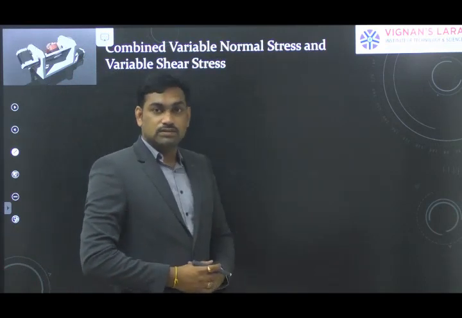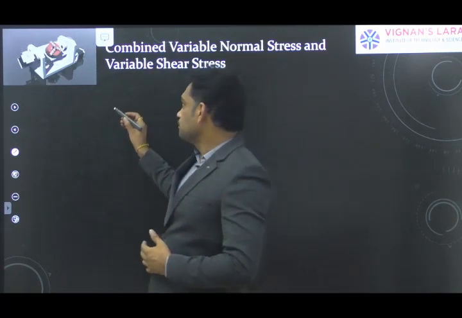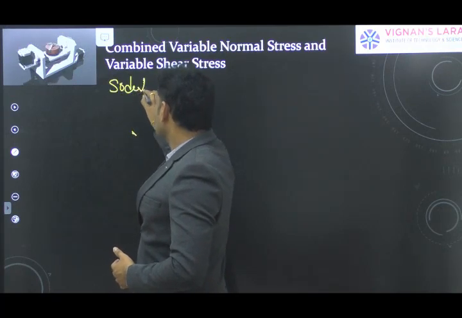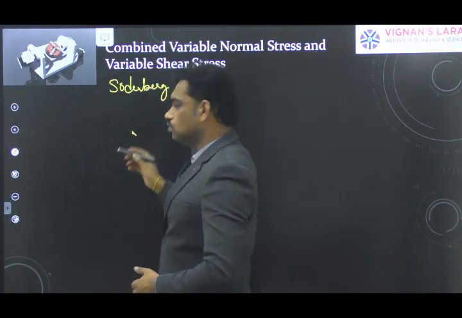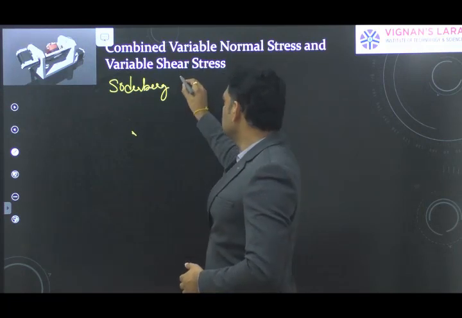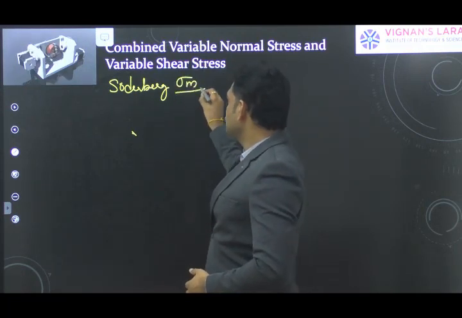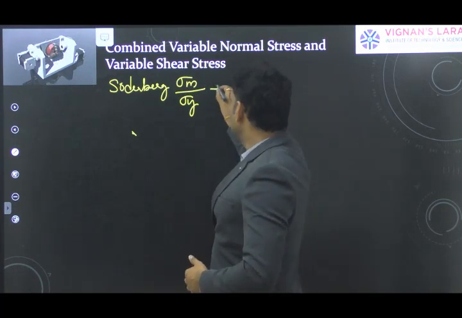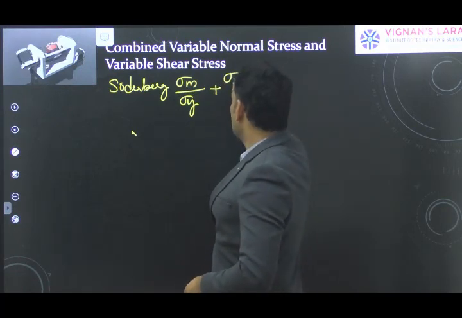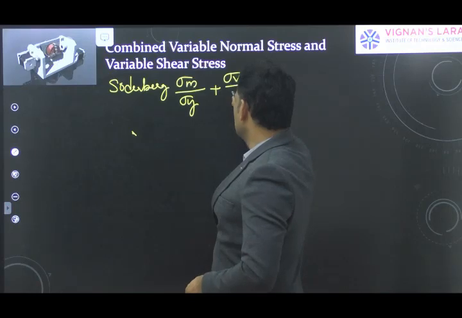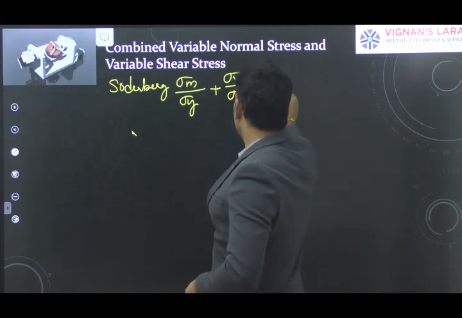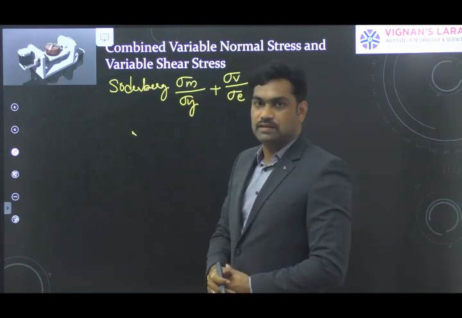We know the Soderberg equation. So what is the Soderberg equation? That is sigma m by sigma y, mean stress by yield strength, plus sigma v by sigma e, that is variable stress by endurance strength, equal to 1 by f. So this is the Soderberg equation.